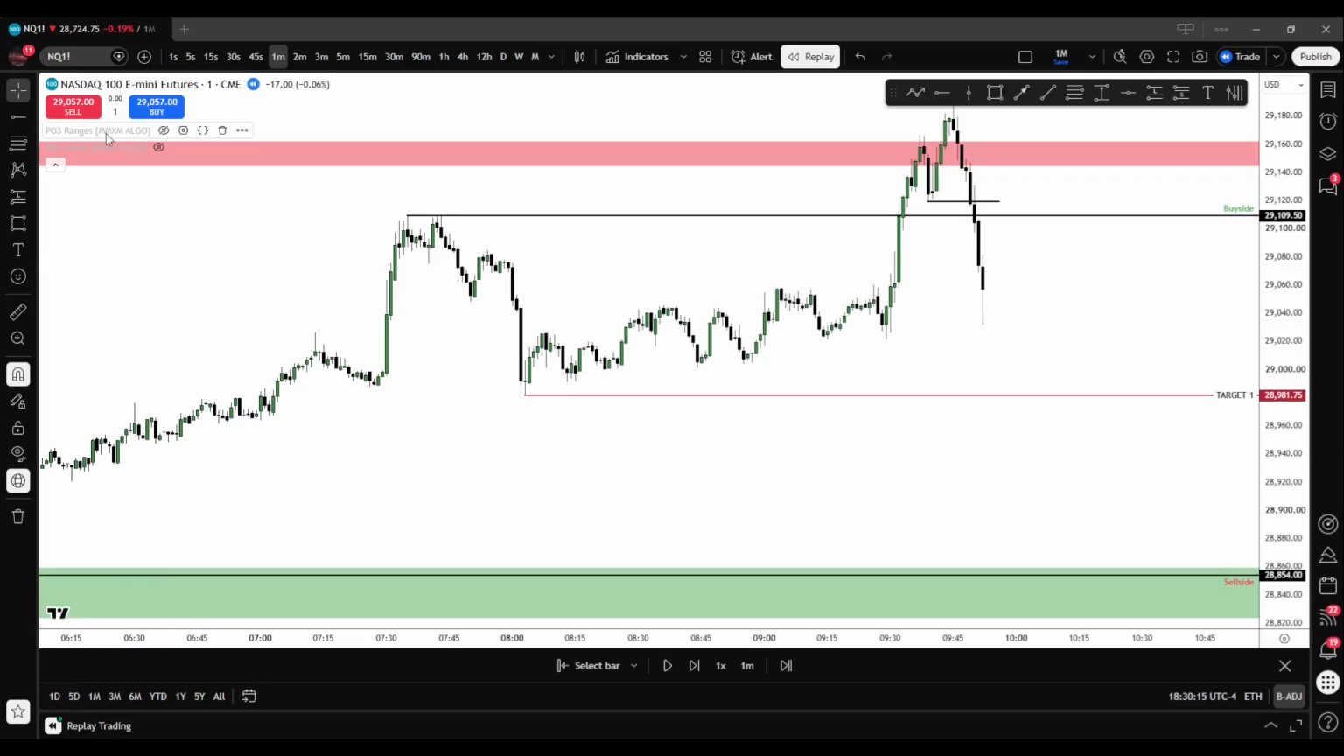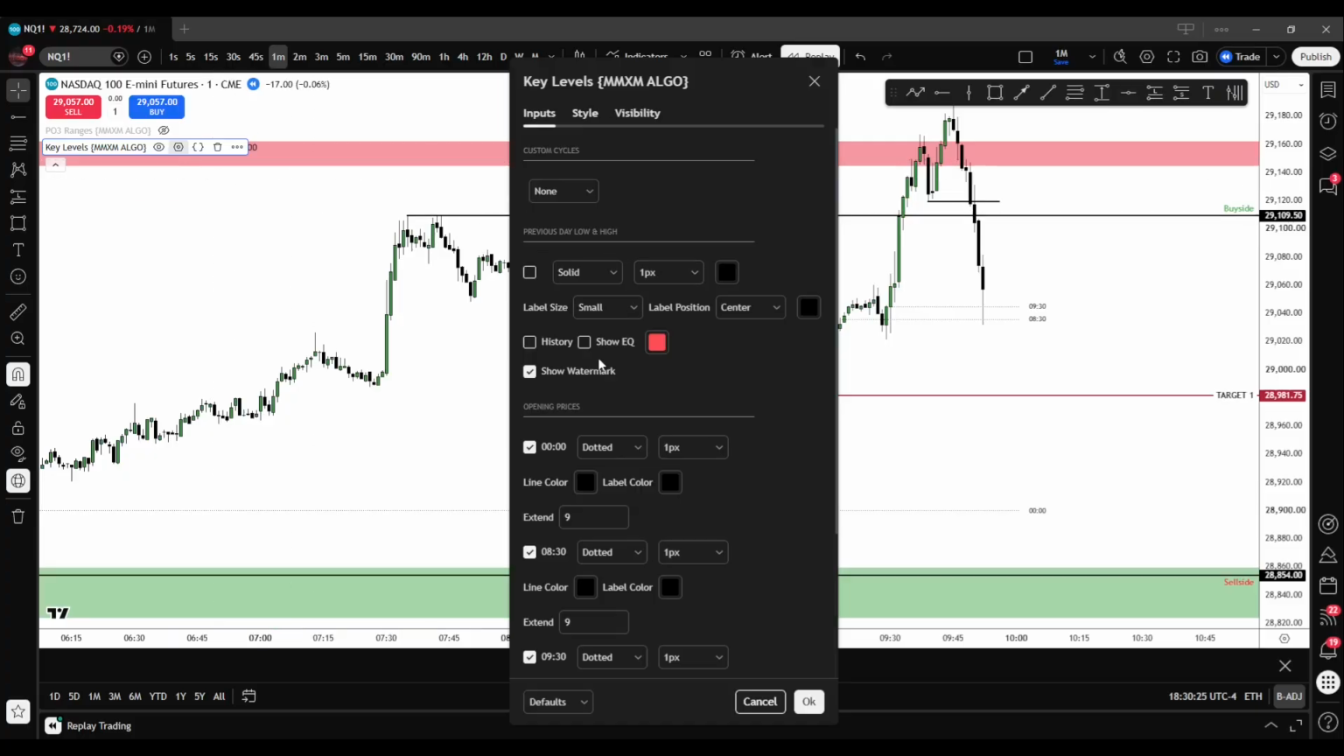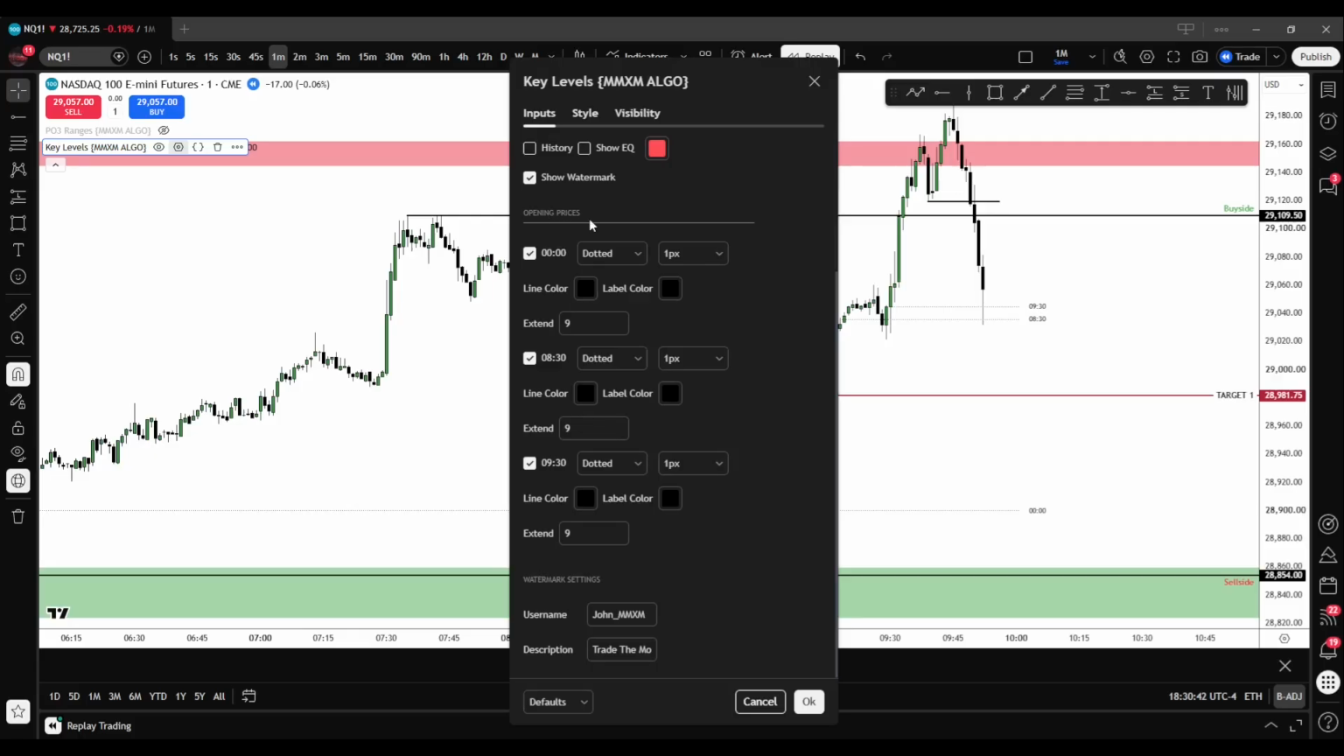Also, I'm going to provide you guys with these indicators. I don't have them turned on right now, but we're going to turn on the key levels. Key levels is basically an indicator that marks out previous day high, previous day low, EQ and stuff like that. Custom cycles are up to you, but we'll do a video on that soon. For now, we're not going to use any at all. We're not going to use previous day high or low or EQ right now. We're simply going to be using the opening prices.